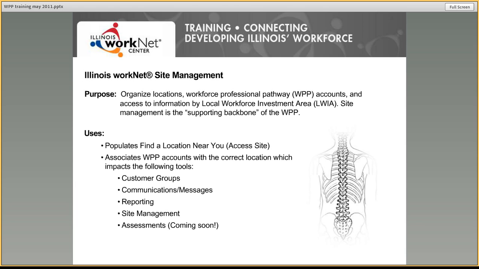There are different ways that people can become an Illinois WorkNet partner or get that information into our site management database. What we encourage individuals or organizations to do is to set up their own site within site management. They can do that easily by going to illinoisworknet.com and clicking on the Workforce Professionals pathway. As soon as you come to this page, you have your different options. They would select the option to become an Illinois WorkNet partner.